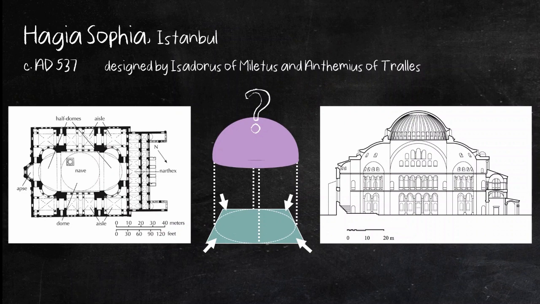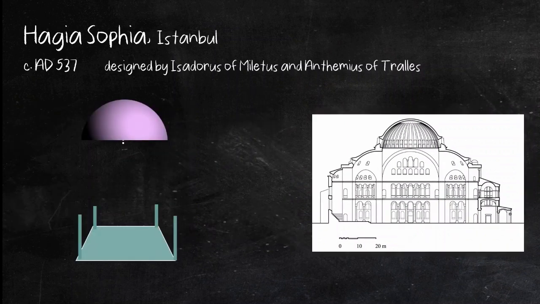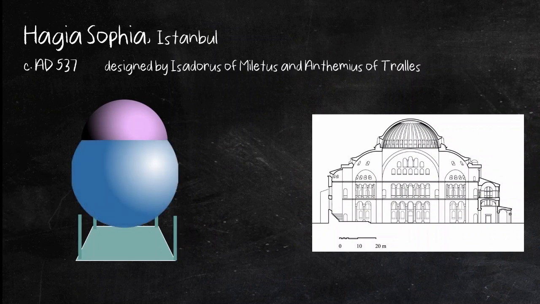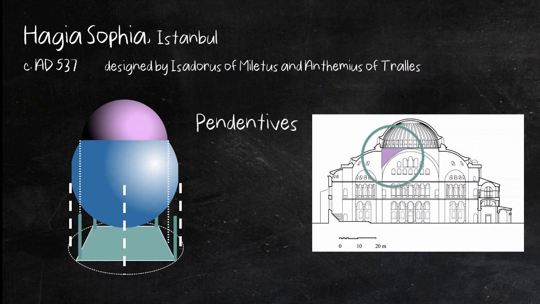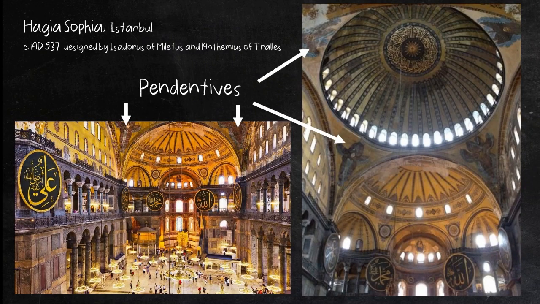And they did. The solution is to basically put a slice of a larger sphere between the round base of the dome and the square walls. So you'll notice that the larger intermediate sphere is actually larger than the square base. So you cut off the excess and are left with pendentives. You can see the pendentives in these interior views of Hagia Sophia, which is such a vast space that is really impossible to capture in one photo.